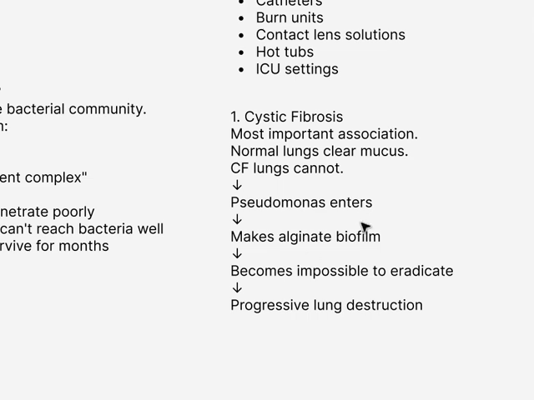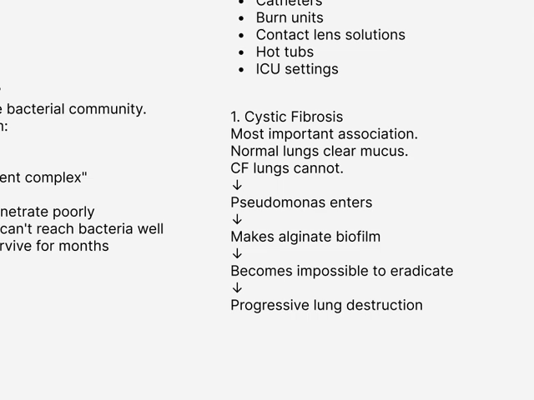So Pseudomonas enters and makes this alginate biofilm. And this becomes impossible to eradicate because of progressive lung restriction. An exam flu would give you a teenager with cystic fibrosis and a chronic lung infection, and then you'll see this blue-green sputum and you know that it's Pseudomonas. This biofilm forms on the Foley catheters, on central lines, on endotracheal tubes, and the result is basically persistent infection.